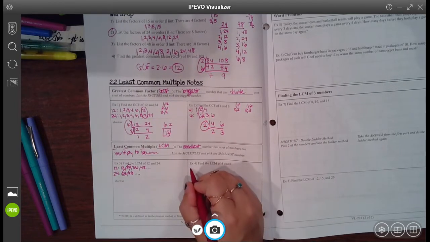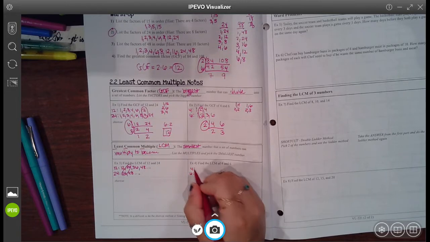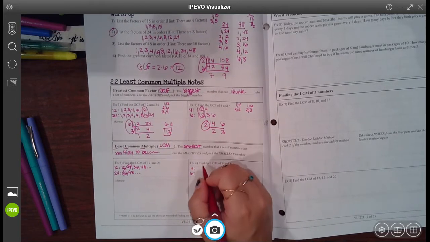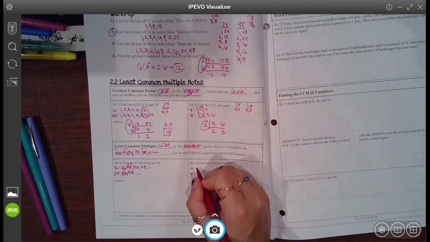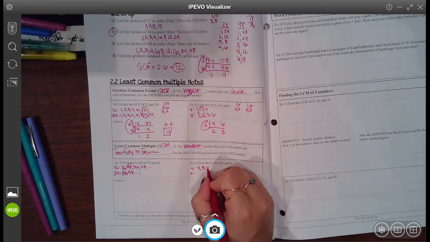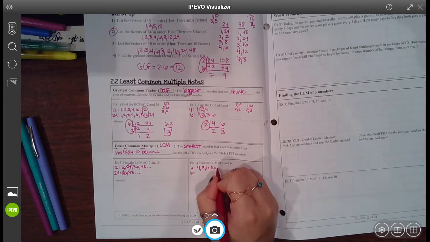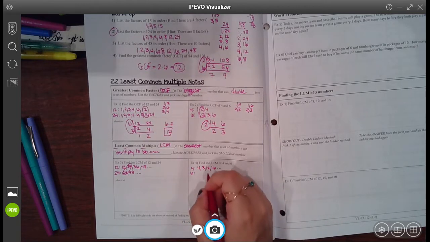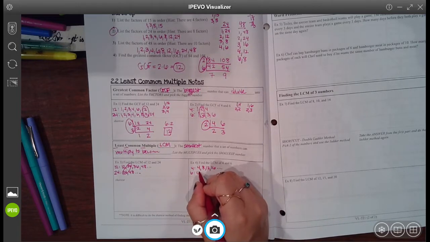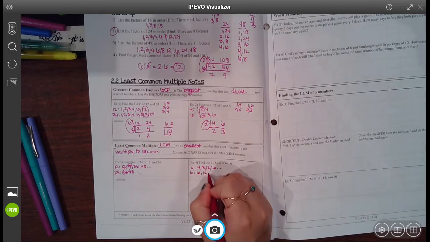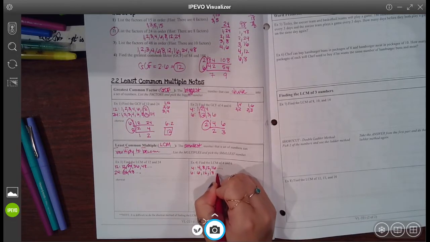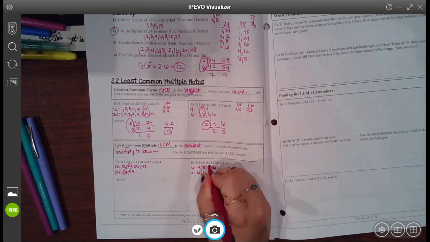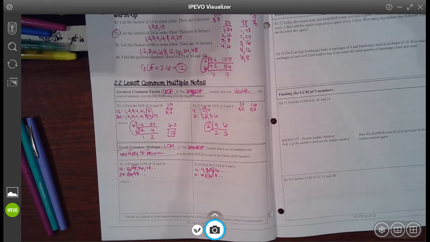Like let's do this one, 4 and 6. Okay, so list the multiples of 4. What can 4 multiply to become? Well, 1 times 4 is 4. 4 times 2 is 8. Times 3 is 12. Times 4 is 16. Let's stop, and if I need to add more, I can, but let's check the 6. 6 times 1 is 6. 6 times 2 is 12. 6 times 3 is 18. And it keeps going, but I noticed that they already share a 12.